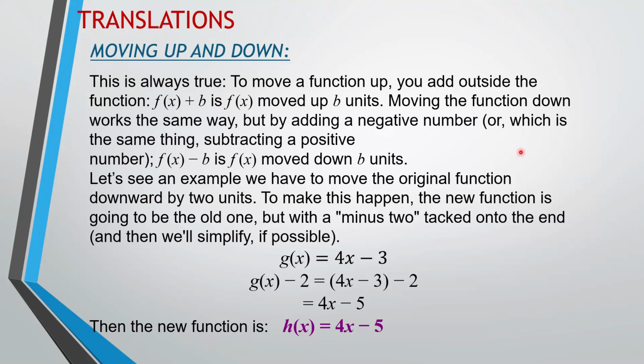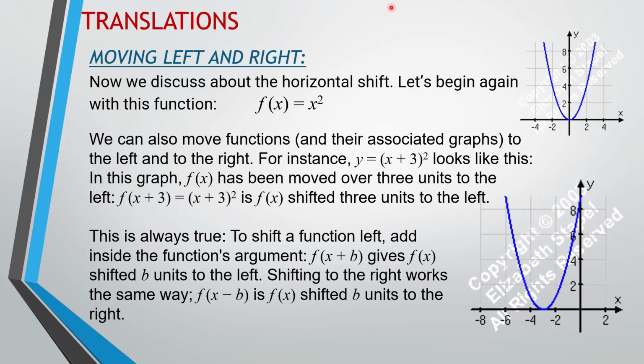Let's see an example. We have to move the original function downward by 2 units. To make this happen, the new function is going to be the old one, but with a minus 2 tacked onto the end. Here is another example: g(x) = 4x - 3, and g(x) - 2 will become 4x - 5. The function is moved down by 2 units.